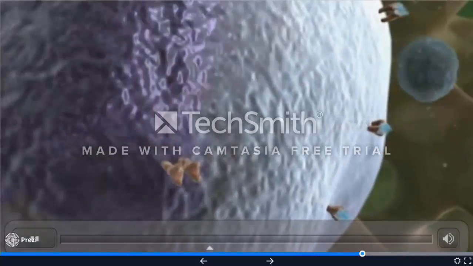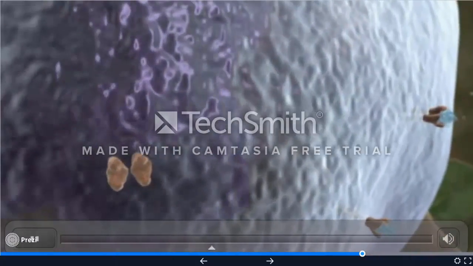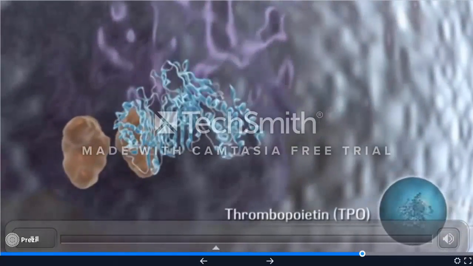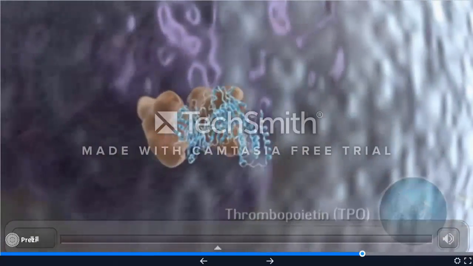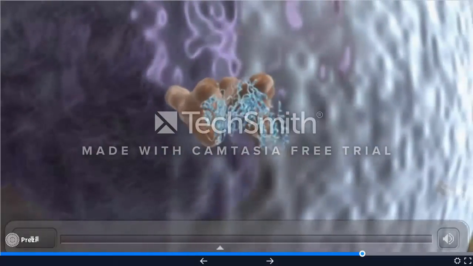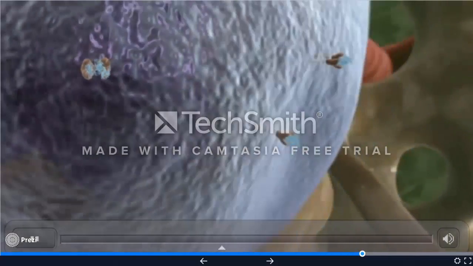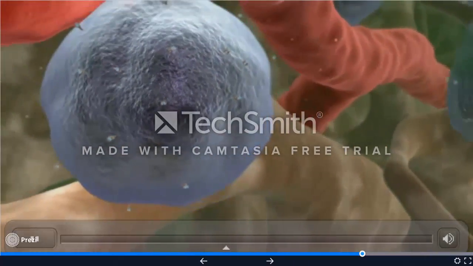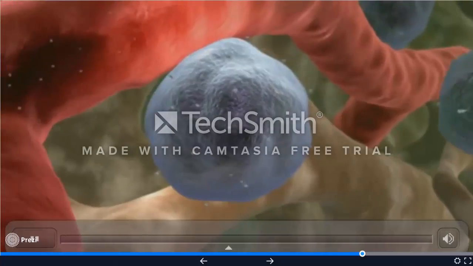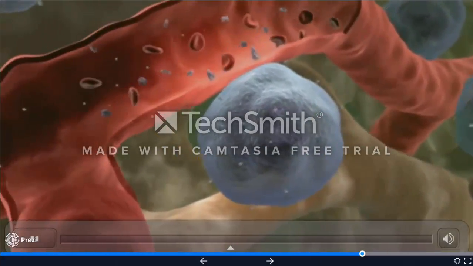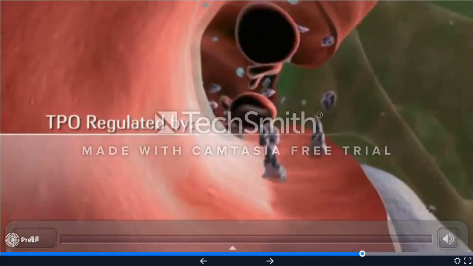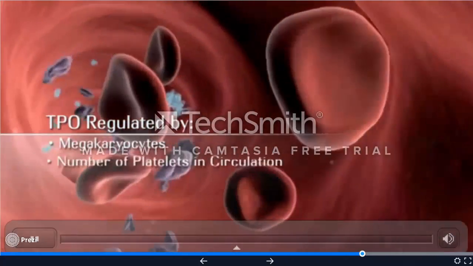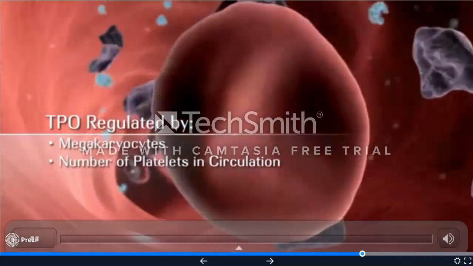Megakaryocyte development and platelet production are dependent on their regulation by the cytokine thrombopoietin, or TPO. TPO binds to its receptor throughout hematopoietic development on stem cells, megakaryocytes, and platelets to mediate platelet production. While the liver produces TPO at a constant rate, the circulating level of TPO is regulated primarily by megakaryocytes and the number of available platelets in circulation.